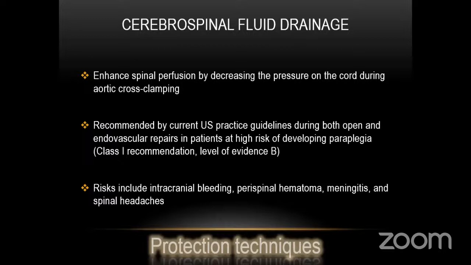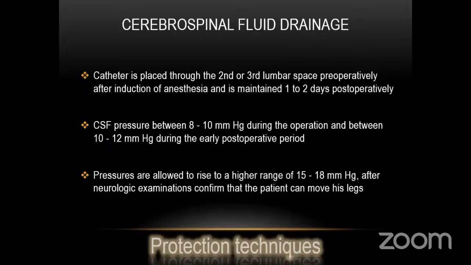It's recommended by current US practice guidelines during both open and endovascular repair in patients at high risk of developing paraplegia. By high risk, we mean extent 1 and extent 2 repair. So it's a class 1 recommendation. Risks with using the cerebrospinal catheter include intracranial bleeding, perispinal hematoma, meningitis, and spinal headache.